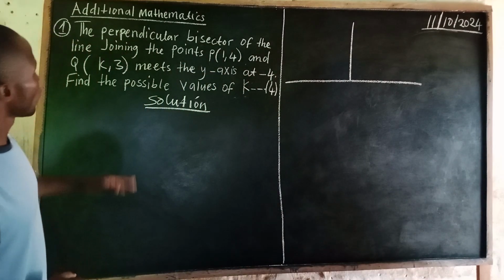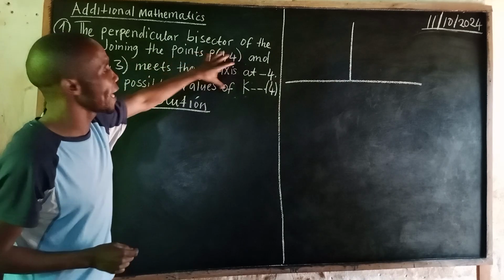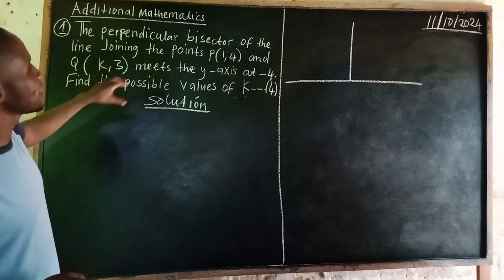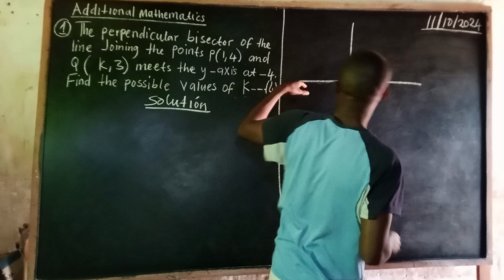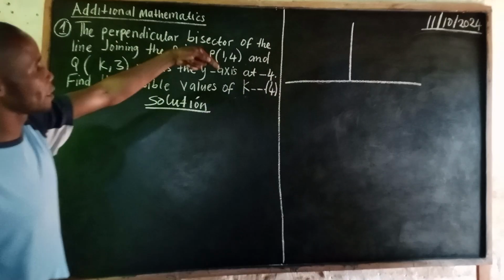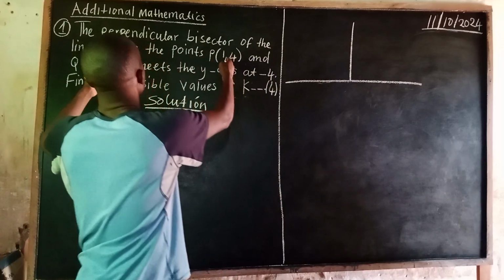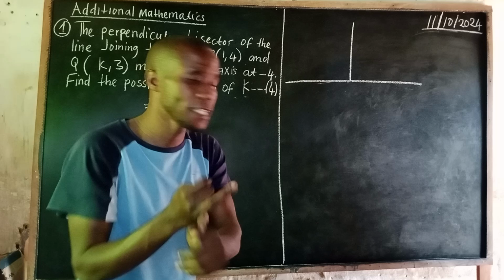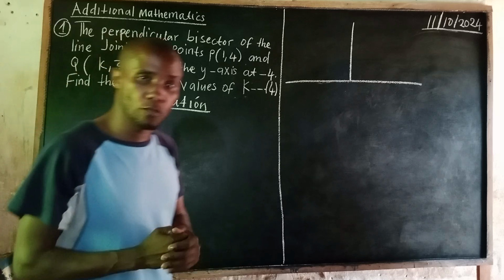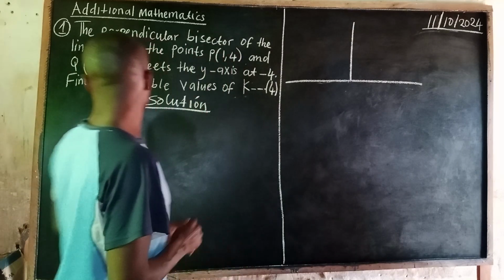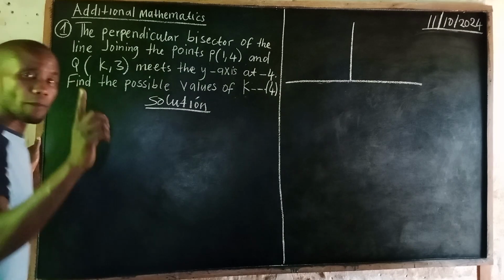Now, for us to find the value of K, first of all, we are going to find the midpoint of this same line, the point where the line which is perpendicular to it bisects it. So this is what we are going to do. The first thing is to find the midpoint. Since we are given the coordinates, it's very easy to find the midpoint. Let us see the formula that we can use to find the midpoint. That is step number 1.